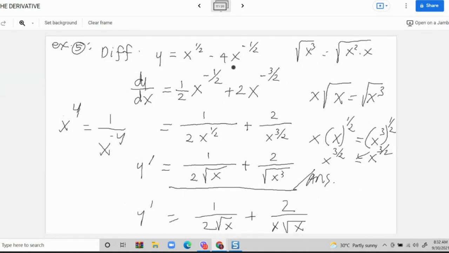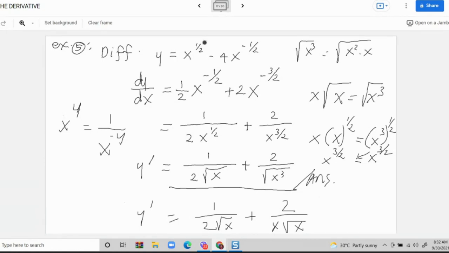What if the given function has a fractional exponent? The exponent is a fraction: x to the power 1 half, negative 4x to the power negative 1 half. You should not be afraid of this, because we already have a formula. The formula we will use is still the general power formula. Our n here is 1 half, and our u is x.